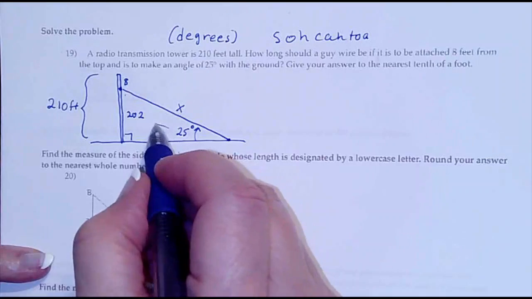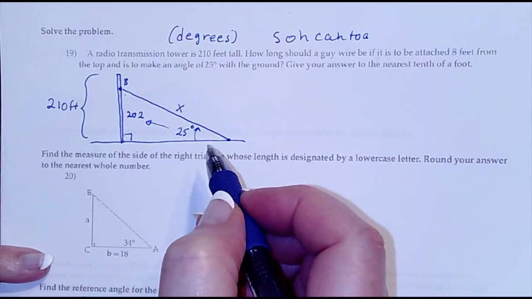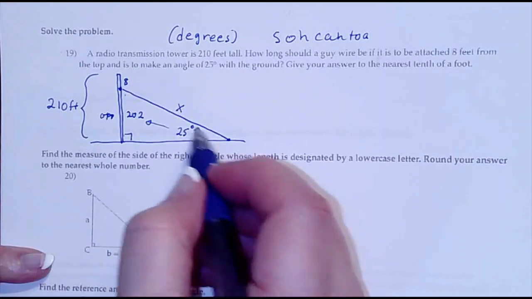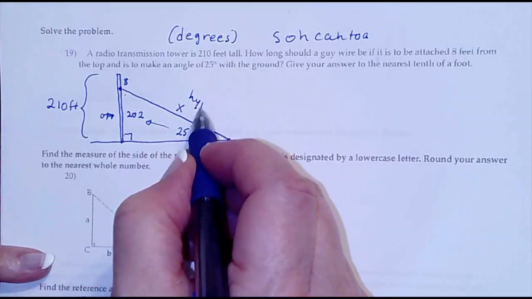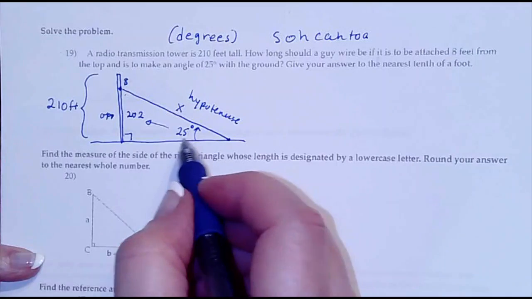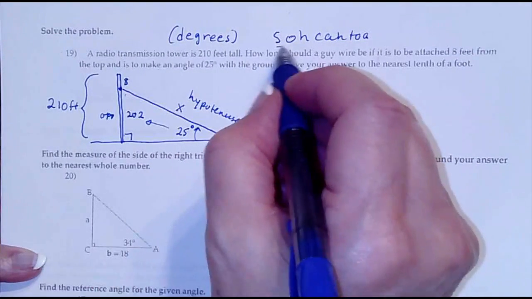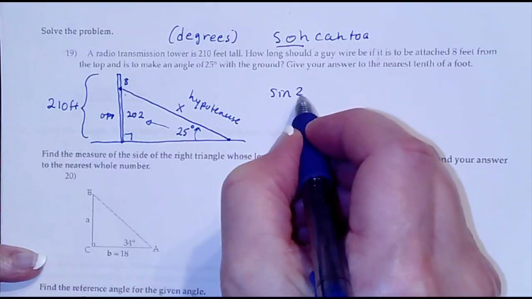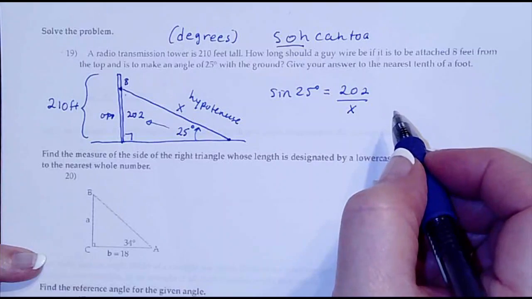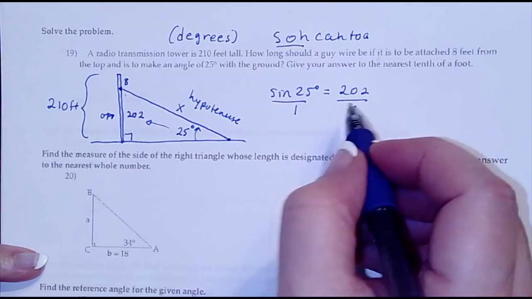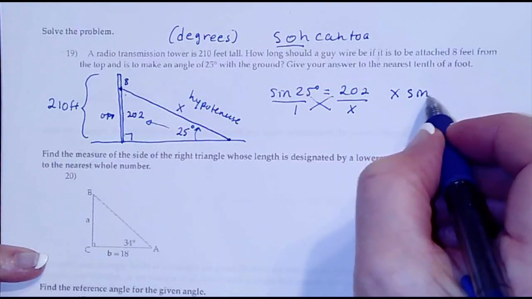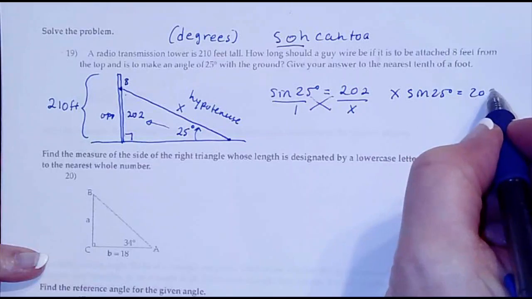So we're going to look and see what's given to us in our triangle. If this is our angle, the 202 is my what? That's my opposite, right? And the x is my longest side, opposite the 90 degrees, so this is going to be my hypotenuse. So now you have an opposite and a hypotenuse, so we know that's going to be sine. So we say sine of 25 degrees equals 202 over x, right? Now we put this over 1 and we have a proportion so we can cross product.